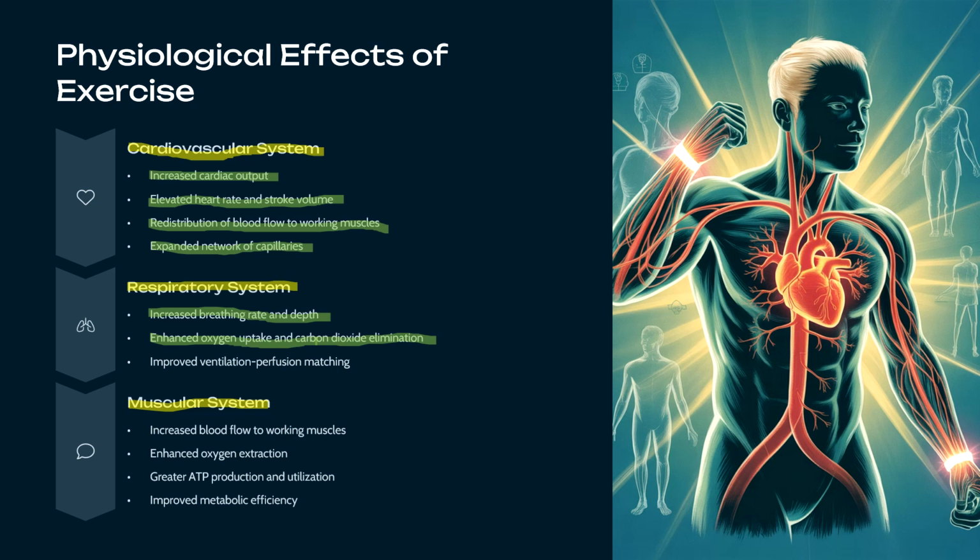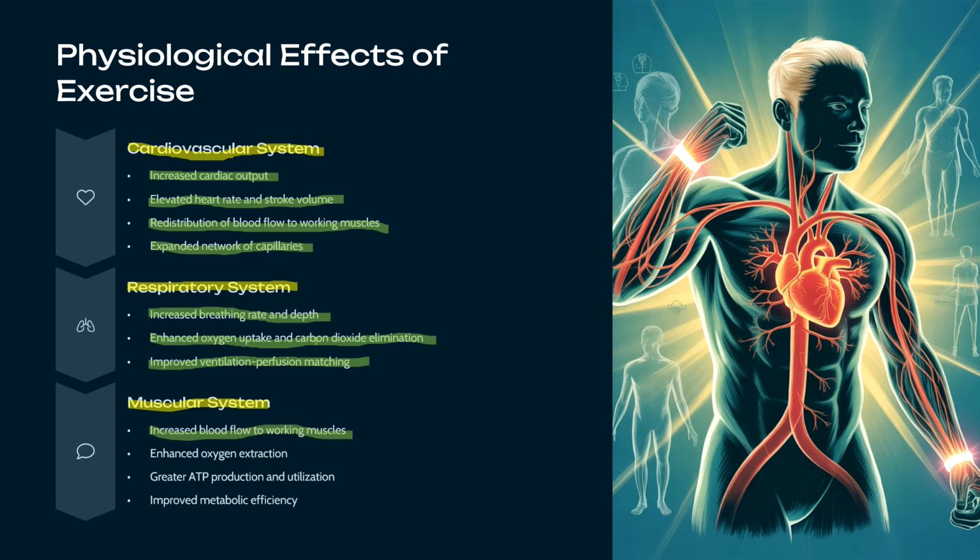oxygen, which is fulfilled by enhanced oxygen uptake. And because oxygen is utilized in a high amount, a huge amount of carbon dioxide is also produced in the muscle, which is eliminated. Improved ventilation perfusion matching means the more oxygen is entering the body, the more carbon dioxide is going out. Now, regarding the muscular system, increased blood flow to the working muscle.